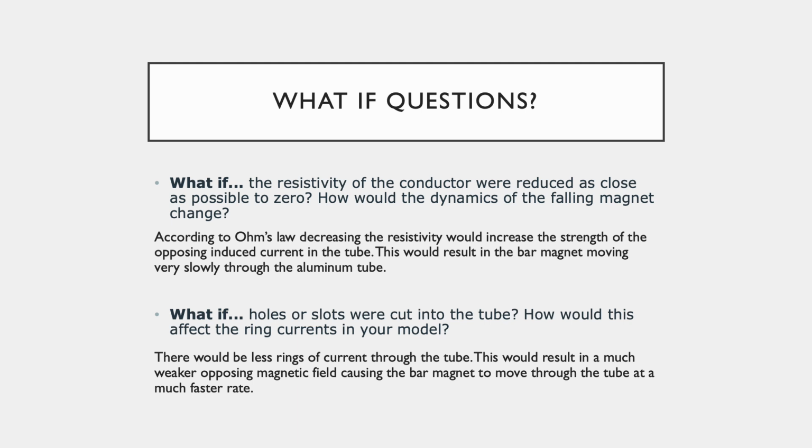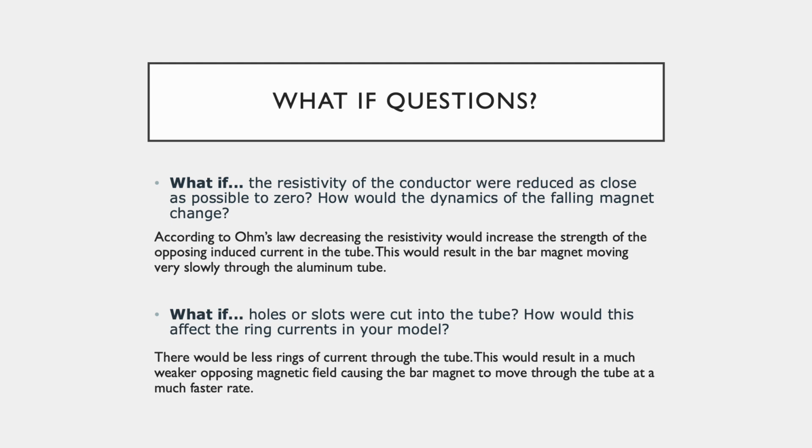What if questions? What if the resistivity of the conductor were reduced as close to possible to zero? According to Ohm's law, decreasing the resistivity would increase the strength of the opposing induced current in the tube. This would result in the bar magnet moving very slowly through the aluminum tube.